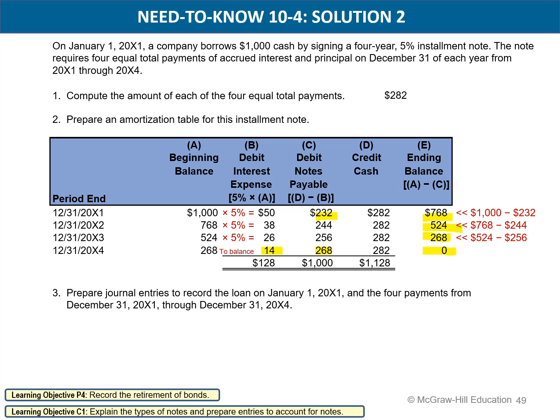All right, so to prepare journal entries to record the loan on January 1st, 2000X1, and the 4 payments, here's what we do.